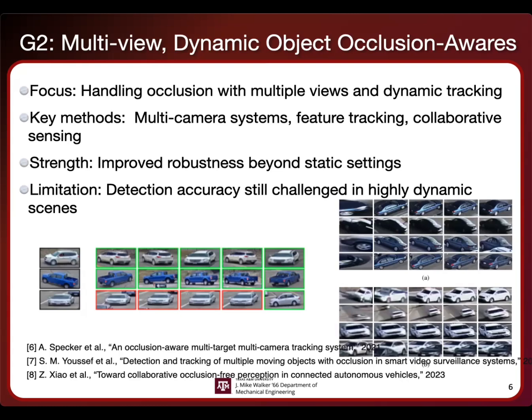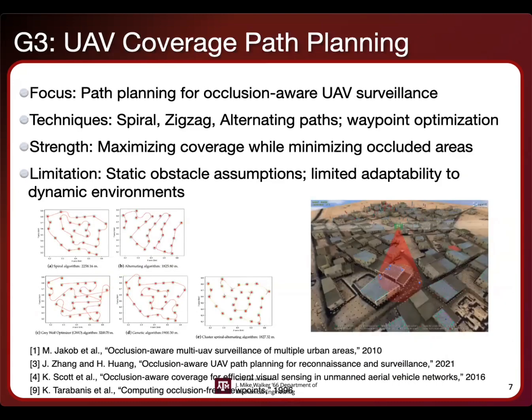Group 3 focuses on UAV path planning strategies that incorporate occlusion awareness to optimize aerial surveillance. Different flight patterns, such as spiral, zigzag, and alternating passes, have been explored to minimize occluded areas during UAV missions. Waypoint generation methods have also been proposed to maximize visual coverage under occlusion constraints.